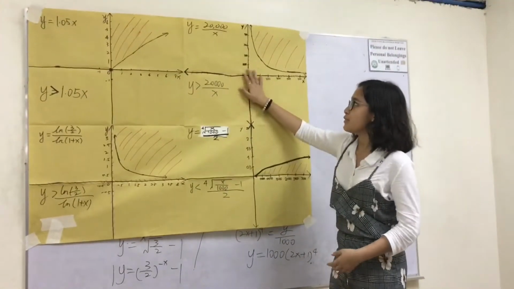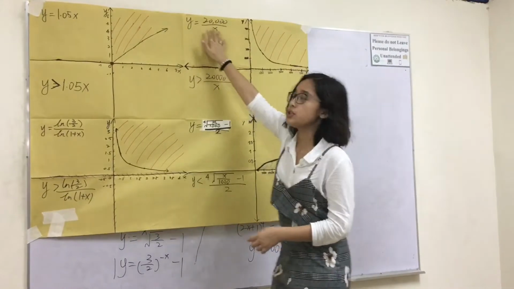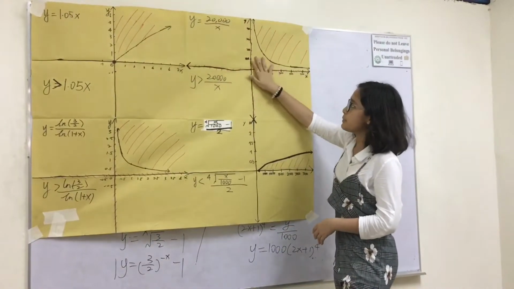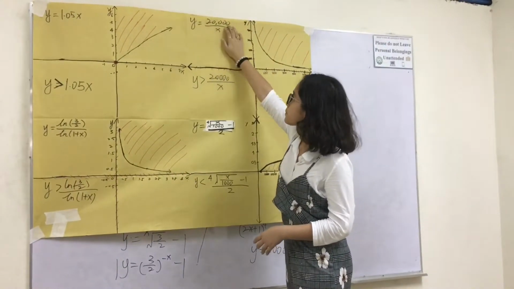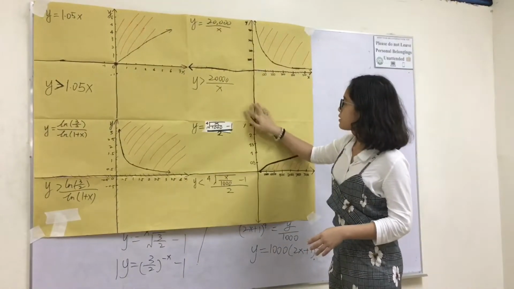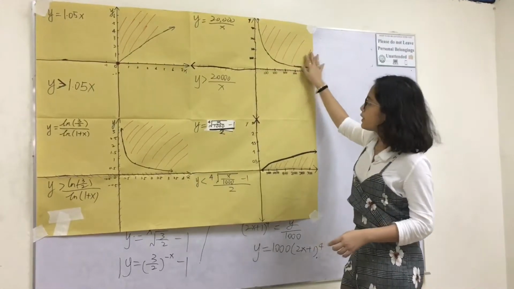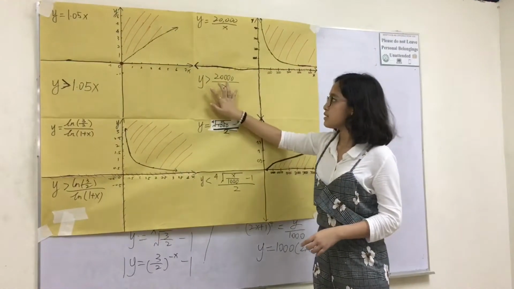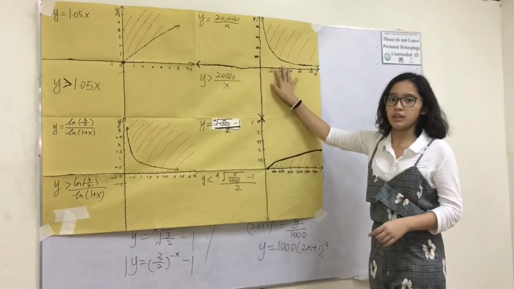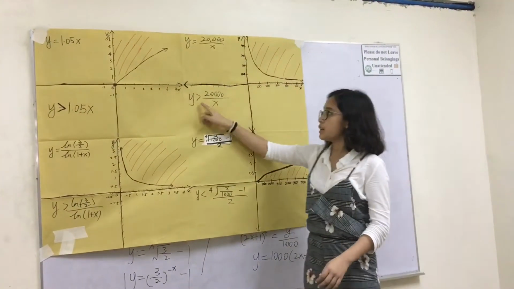This is the graph of the rational function, and this is the function. The line represents this function, and this red part is the asymptote. The shaded red part is the inequality of the function, and any point in this region can make this inequality true.